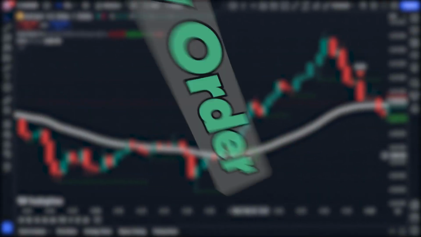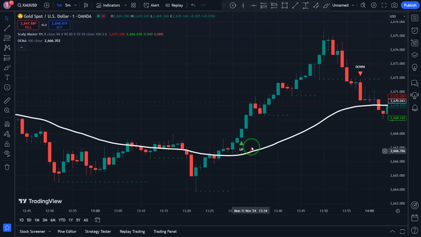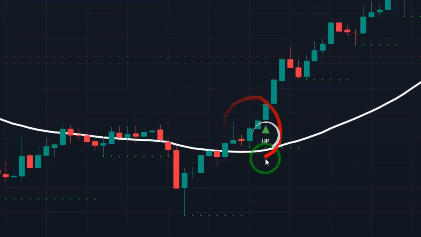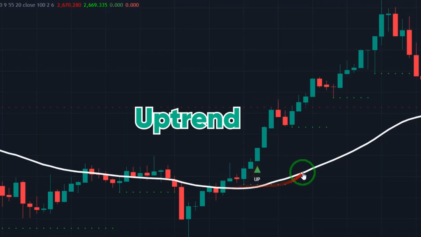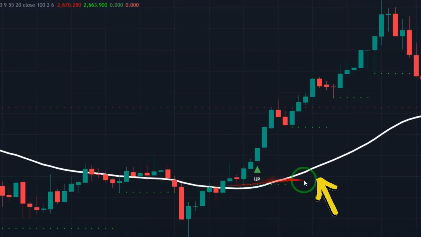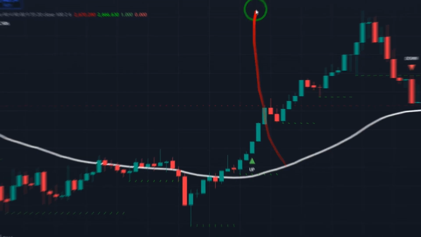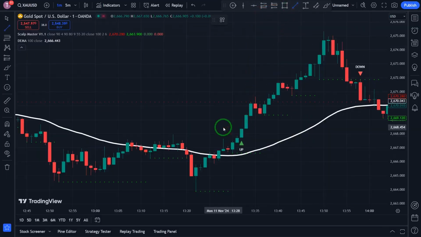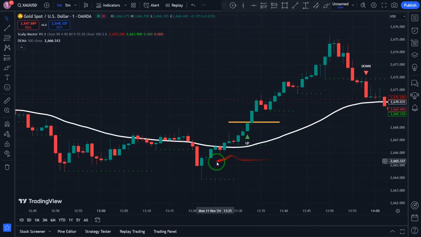Well, let's start with a buy order. For this, we just need to look for a buy signal on the chart. Once you find it, you must ensure that we are in an uptrend, that the candles are above the 100 moving average. When both of these conditions are met, we realize that we have found a suitable entry point for our buy trade. Now we just need to find the last swing low and place our stop loss a little below that.